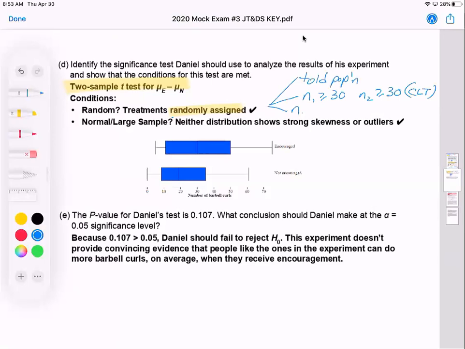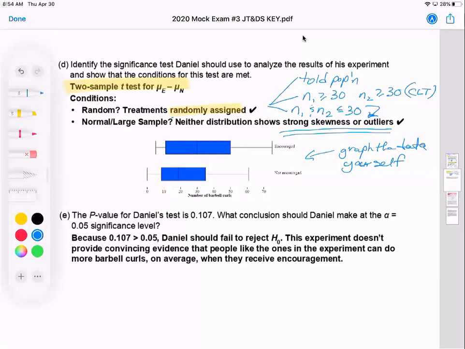Or if your sample sizes are less than 30, we look at a graph of the sample data. You do have to refer to the graph. If there's no graph provided, then you should graph the data yourself. Now we've been told though that on this year's exam, you won't have to graph anything. It's kind of strange, but you'll be provided a graph and we can just refer to this graph. So neither distribution shows strong skew or outliers, and then the conditions met.